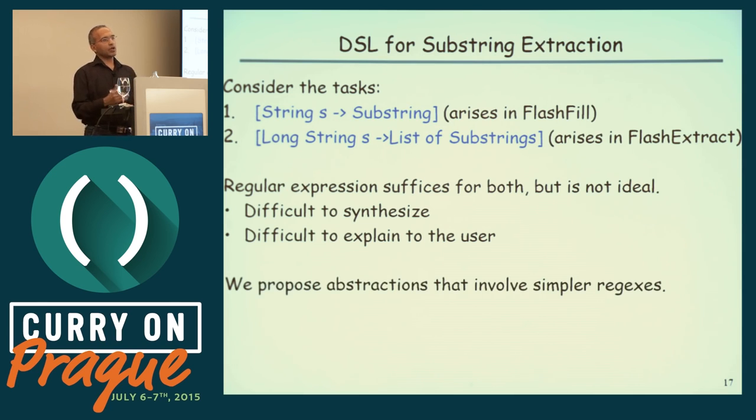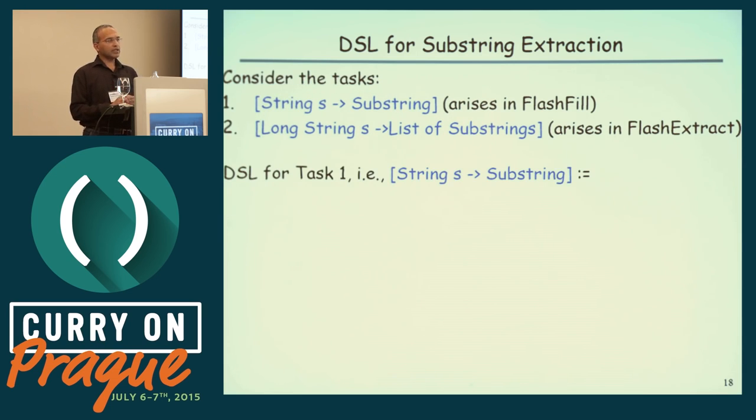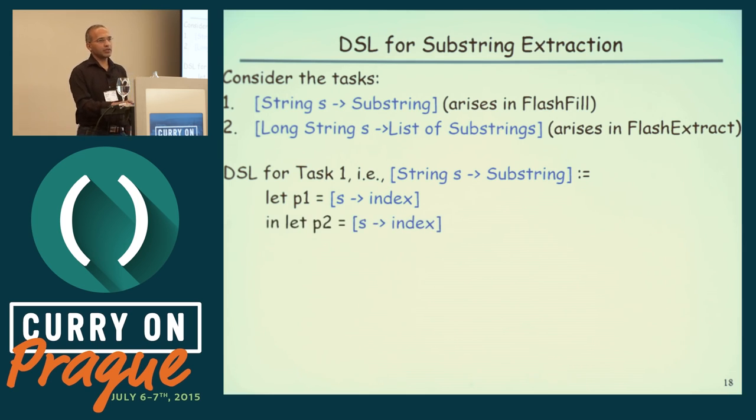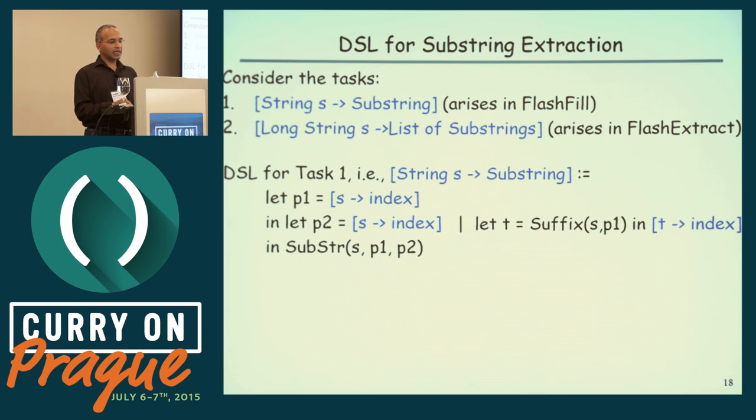So our abstractions actually involve using much simpler regexes to do the task. For instance, in the case of Flash Fill, the domain-specific language that we use is that we try to compute a position inside the input string and another position inside that input string, and take the substring that is between those two positions. In fact, we can also do a relative offset. So the first position might be computed using some language which I am going to show you, and the second position can be computed as a relative offset of the first position. And you can make this domain-specific language even richer.